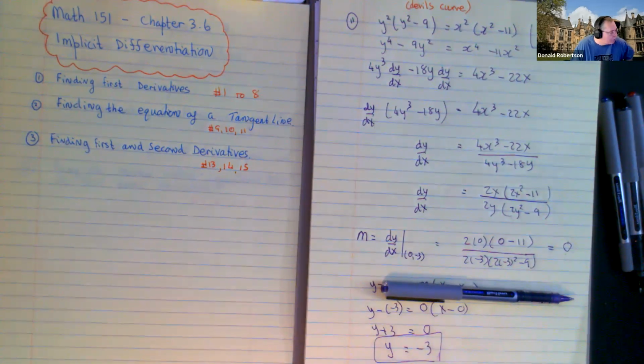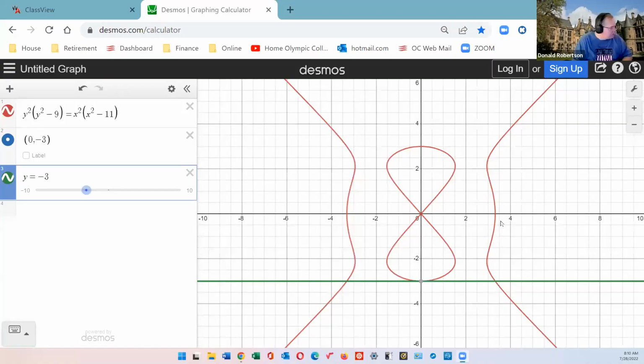Horizontal tangent line, y equals -3. So I have already set this up and put it into Desmos, so I know I'm correct. And here it is. This red curve, why it's called the devil's curve, I have no idea.